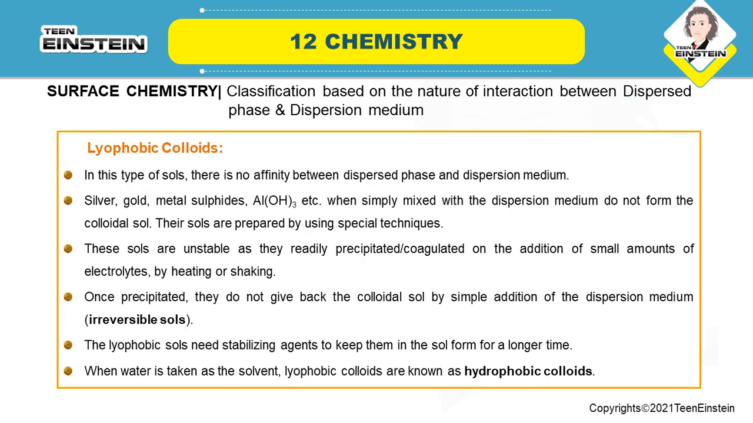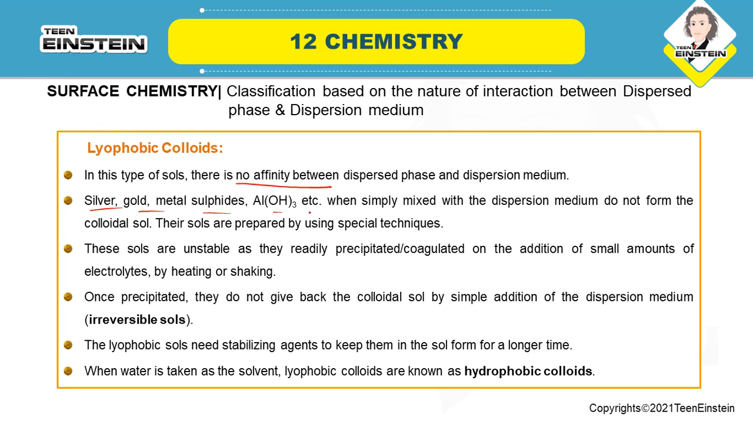The other type, that is the second type, is lyophobic colloids. So now there is no affinity. Examples: silver, gold, metal sulfides. In the previous case you have seen the examples: rubber, gelatin, gum, polymeric in nature. But here we have some inorganic compounds, silver, gold, metals, and metal sulfides also.